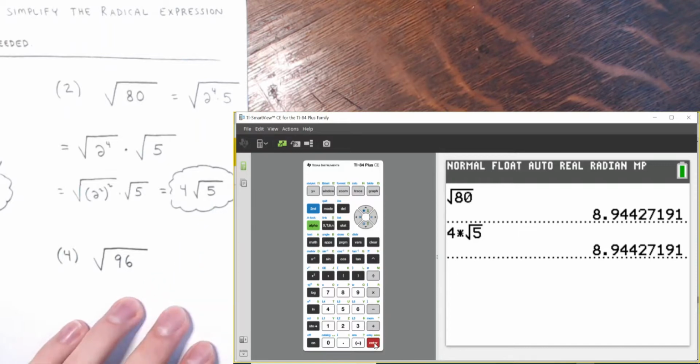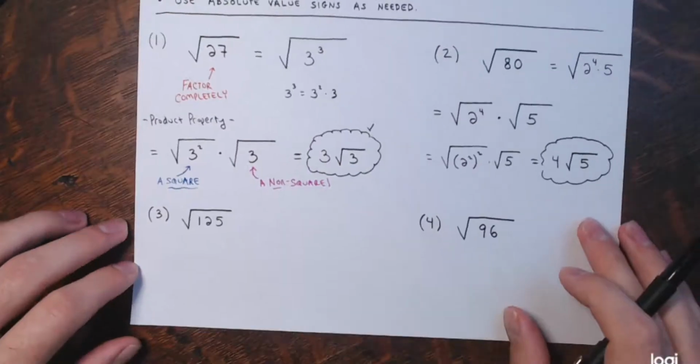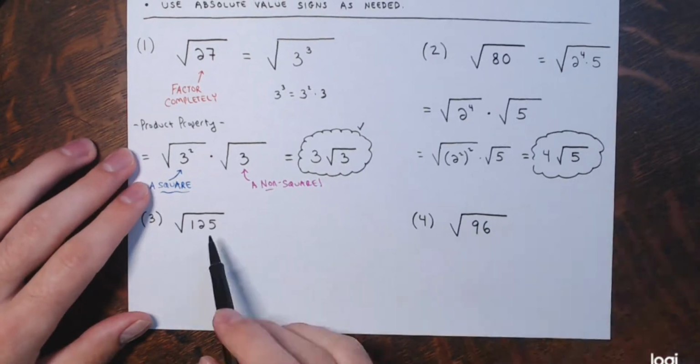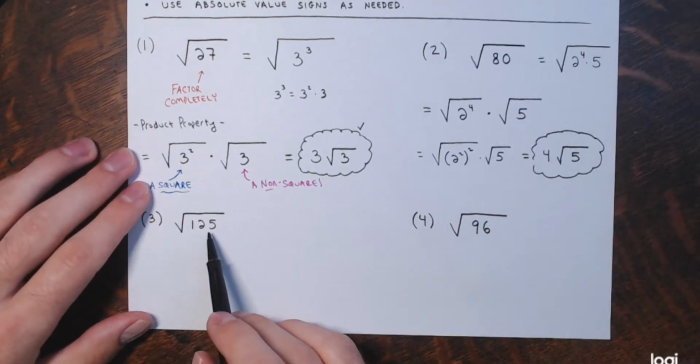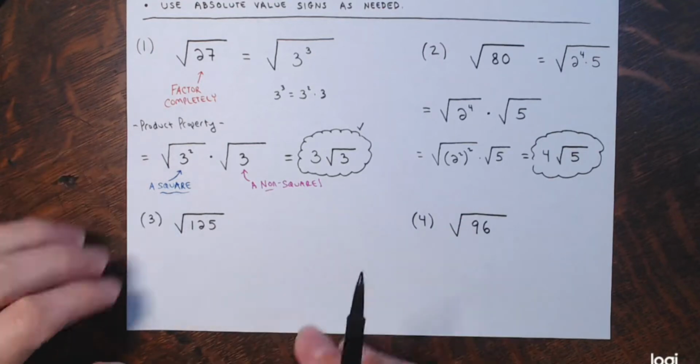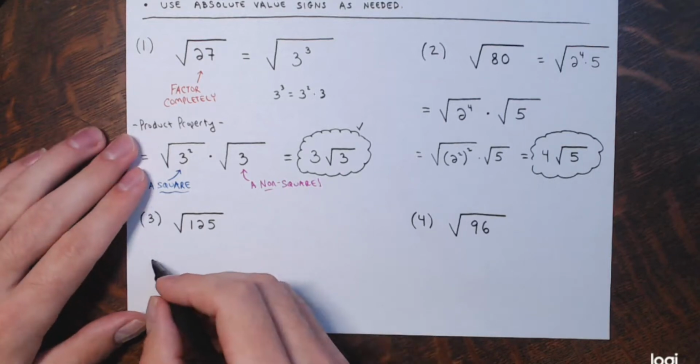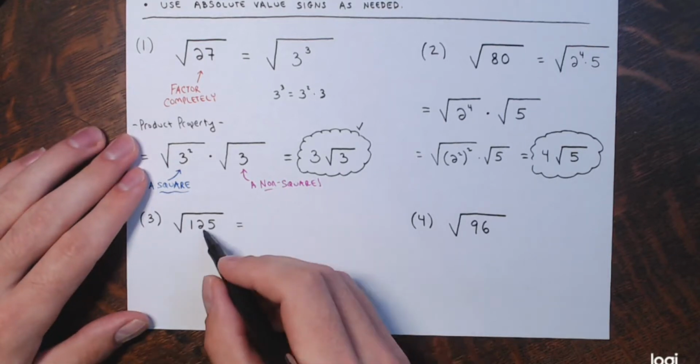Okay, moving on. So yeah, this is really all I'm doing. The whole video, every example. Later on we'll see some expressions with variables, some letters. We'll also see different roots, but I'm still basically doing the same thing every single time. Alright, so the square root of 125.